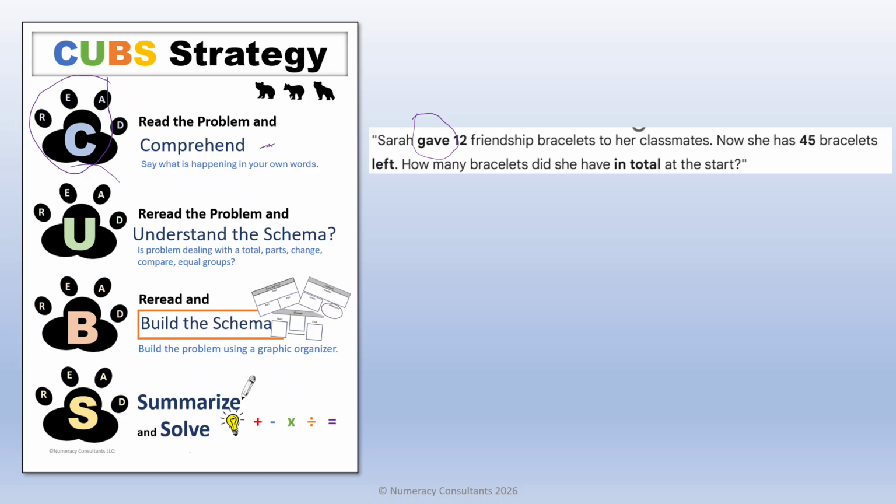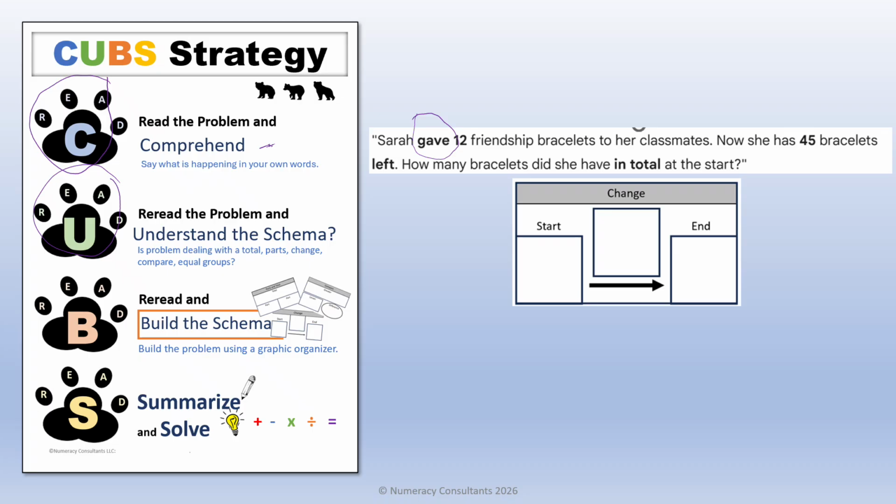Now we're going to reread and identify the schema. And again, is this dealing with parts or change or compare or equal groups? And we know from our experiences that there was change again. Okay, so we know that the change was Sarah gave 12, so we know it's 12. So let's read it again. Now we have to build the schema. It says Sarah gave 12 friendship bracelets to her classmates. She now has 45. So after the change, right? After the change, she has 45. So 45 is now our end right here.